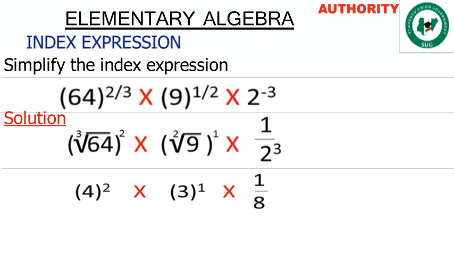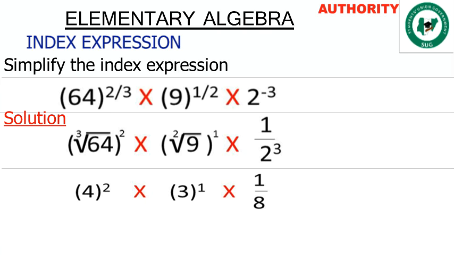Now we're going to have 4 raised to power 2, times the square root of 9. This one simply says a number that multiplies itself into 2 places will give you 9. So we have 3. 3 times 3 will give you 9, raised to power 1. Then we have 1 over 2 raised to power 3. This 2 raised to power 3 is the same as saying 2 times 2 times 2, that is into 3 places. So it will give you 2 times 2, 4. 4 times 2, 8. So we have 1 over 8.